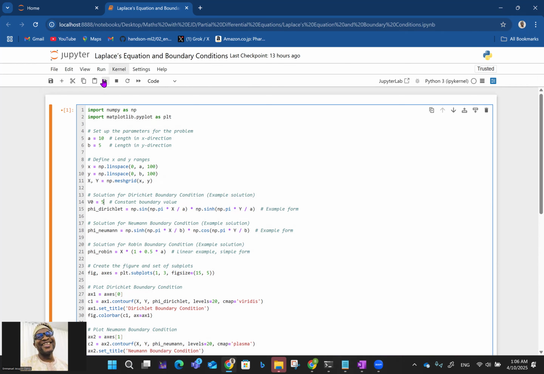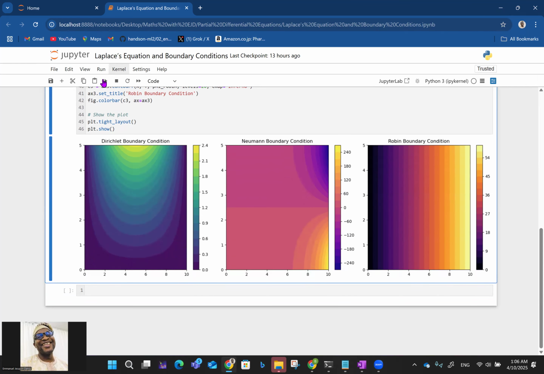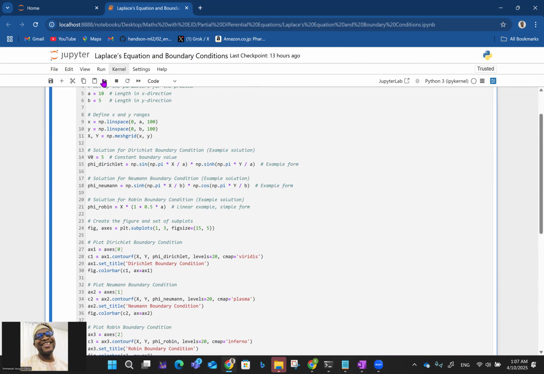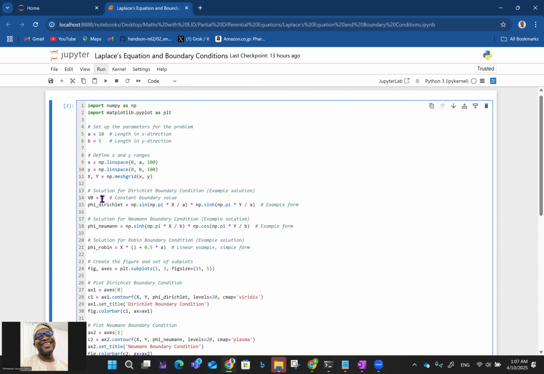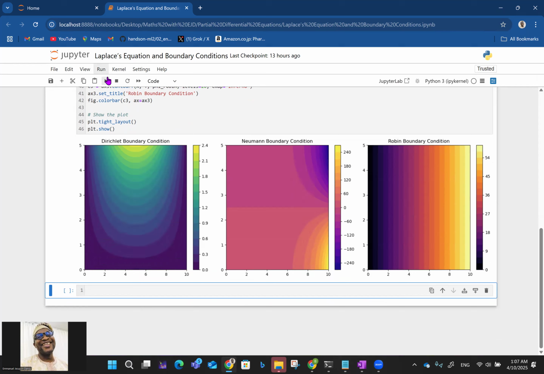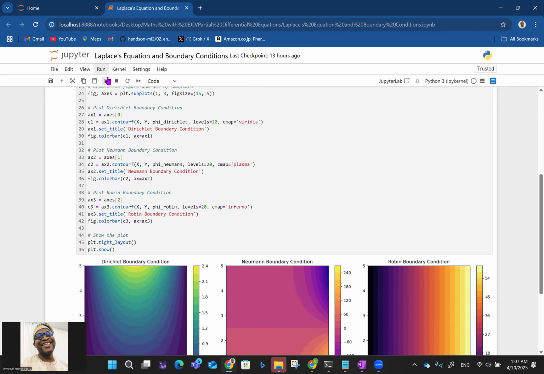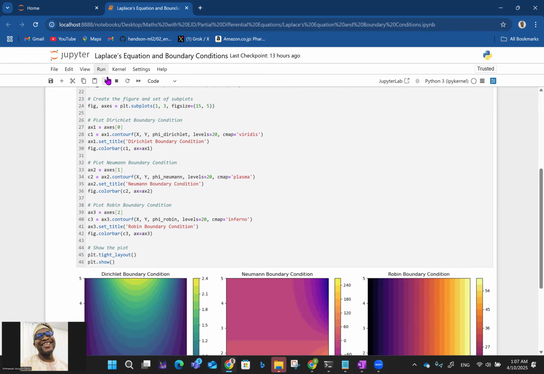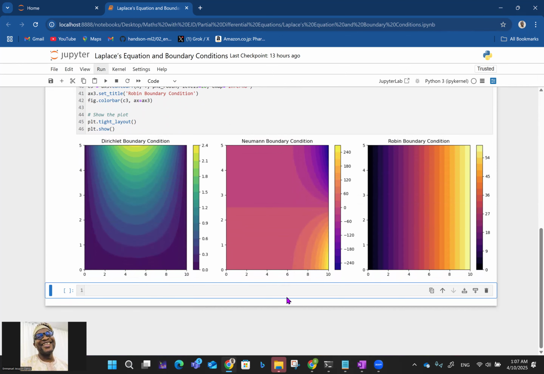What if I change the V naught, the constant boundary value, to say 5, what does it look like? Okay, it just changes the dimension, so not a big deal. Yeah, so here we just have what we have. So that's how that works.